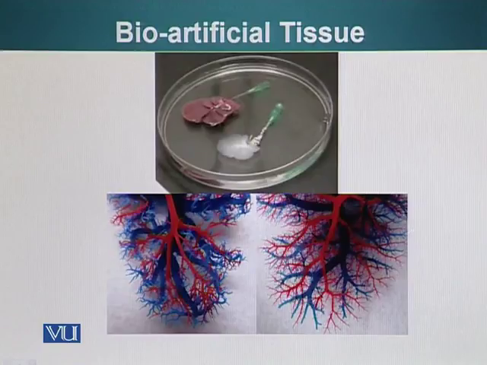So here you can see this is a normal liver, and here we have a liver. It is also a liver, but it is basically without any liver cells. And if we inject dyes into something like this, we can see that the vascular structure is basically intact. You can see the arteries and the veins. So something like this could be used. We can add different types of cells to this bioartificial tissue and generate a liver.